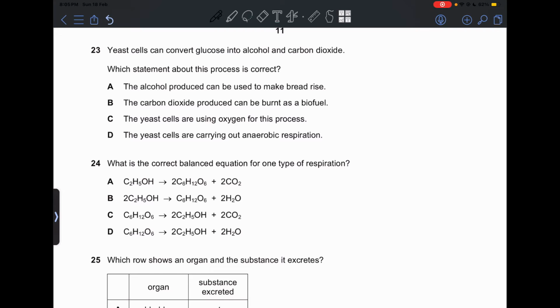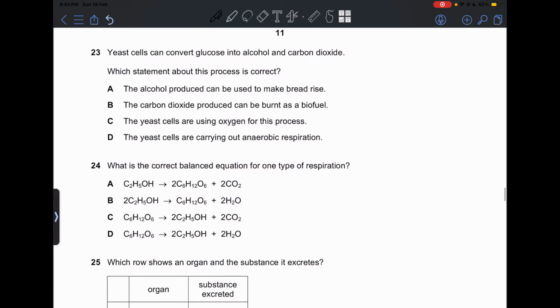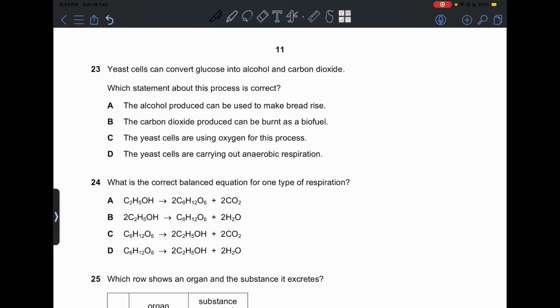23. Yeast cells can convert glucose into alcohol and carbon dioxide. Which statement about this process is correct? So we know that this is actually fermentation, the process that they are talking about. So A says the alcohol produced can be used to make bread rise. This is actually incorrect. The carbon dioxide is used to make the bread rise.